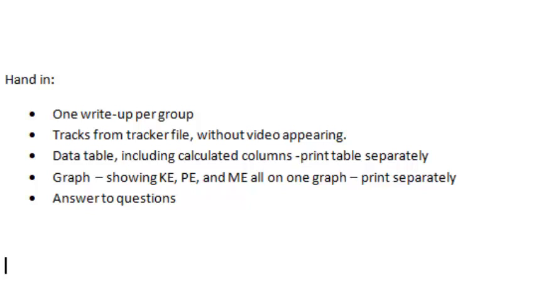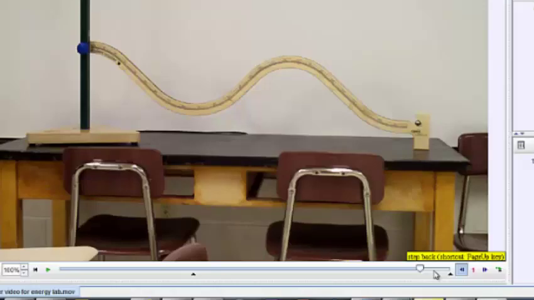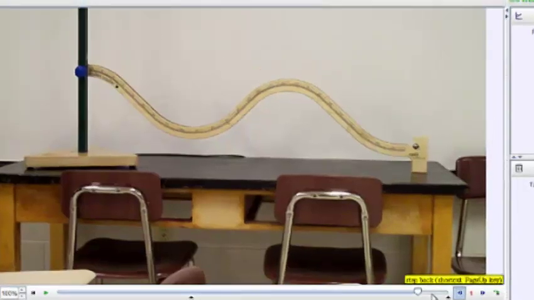The data table from Graphical Analysis. Please print the table separately, otherwise we do not see all the data. And the graph showing kinetic energy, potential energy, and mechanical energy all on one graph. And again, please print it out separately. And then, if you wish to, you can put on the graph the answers to the 2 questions that you already wrote down.